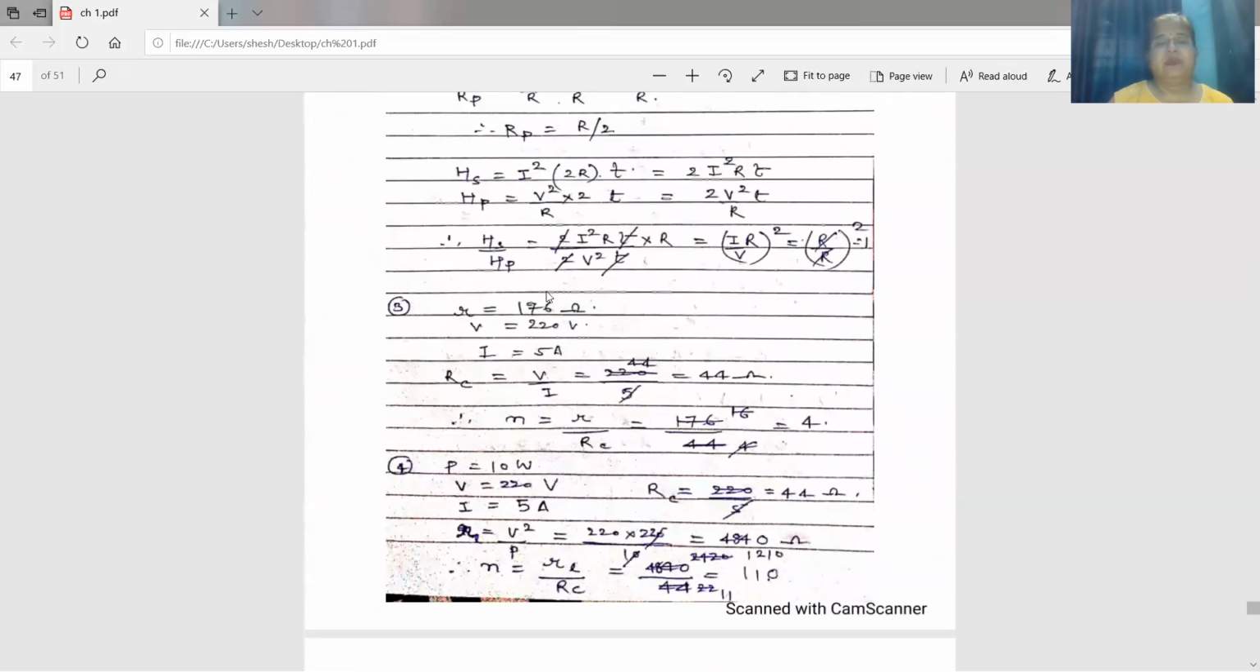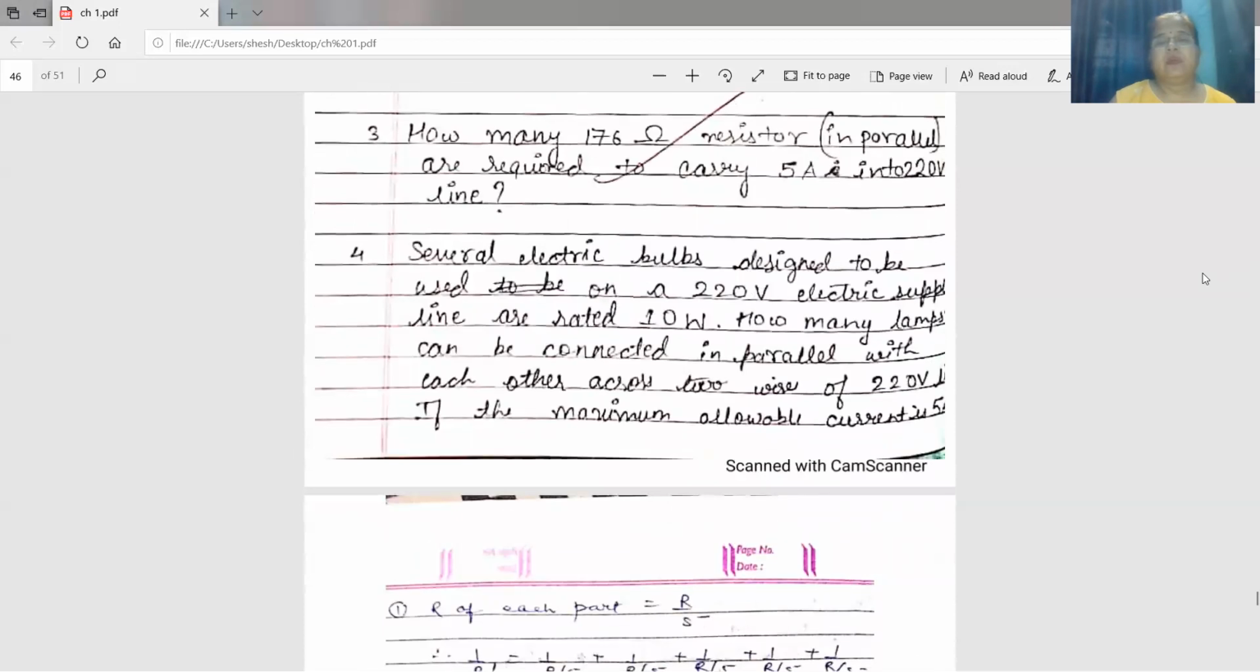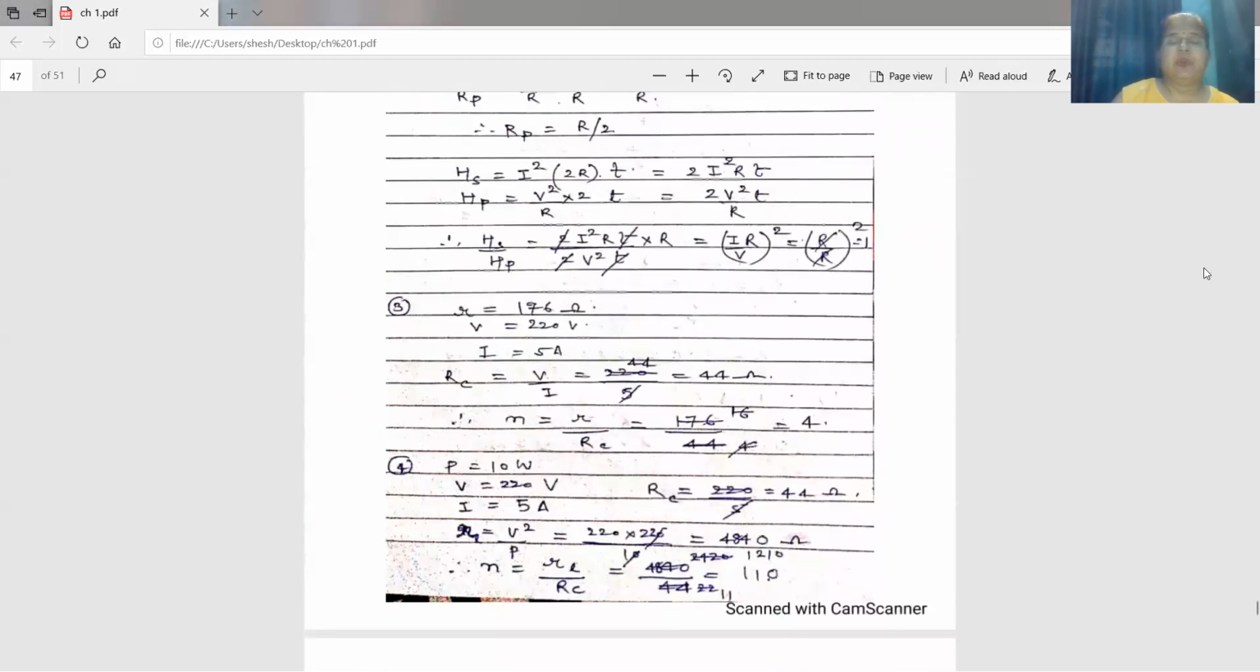See here, the resistance of the resistor is given as 176 ohm. Let it be small r, where r equals 176 ohm. The potential difference of the circuit is 220 volt. The current in the circuit is 5 ampere. So the resistance of the circuit will be equal to V by I, which is 220 by 5. This is coming 44 ohm.